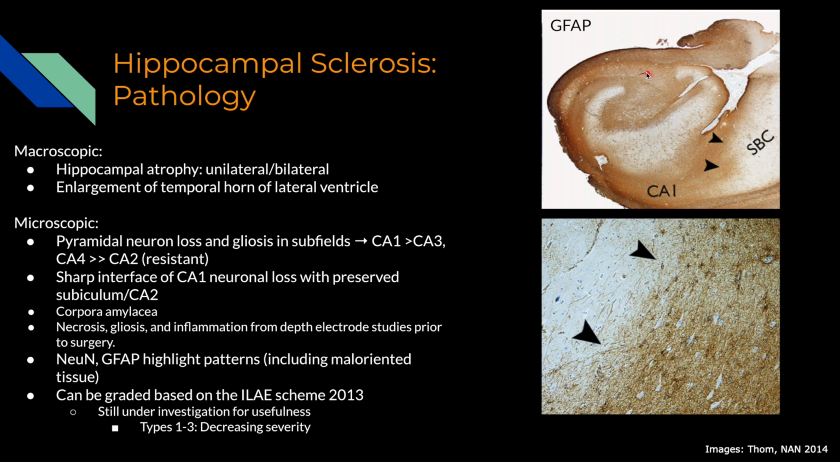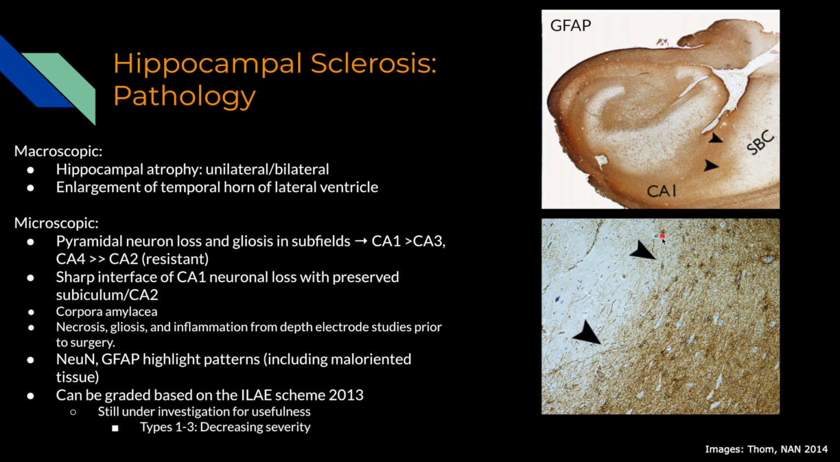So GFAP is a marker of gliosis, and what you see is a corresponding increase in gliosis in CA1, less in CA4, the subiculum and CA2, again corresponding to where you have neuronal loss. Usually when you have neuronal loss, your glial cells, which are the more common cells of the nervous system, will come in and populate that area with gliosis, and really this is what causes the brain also to become quite firm.